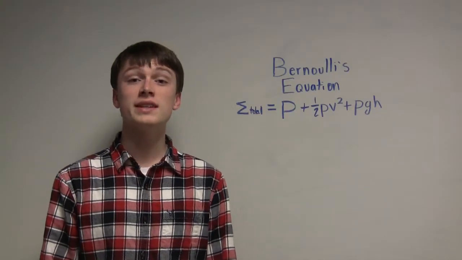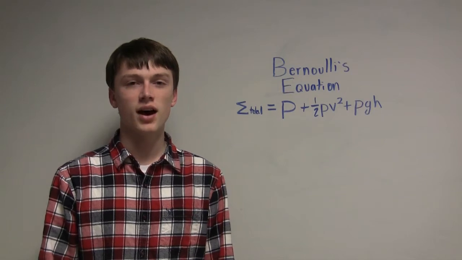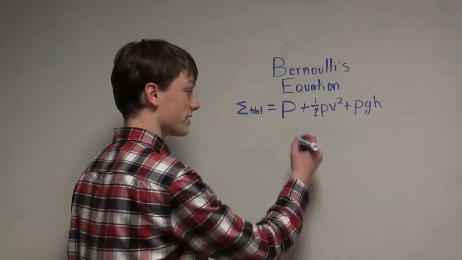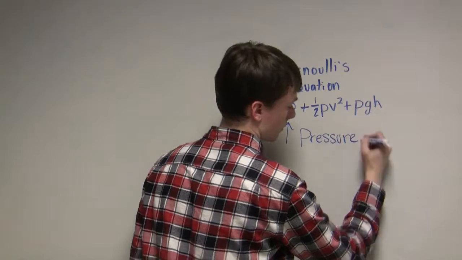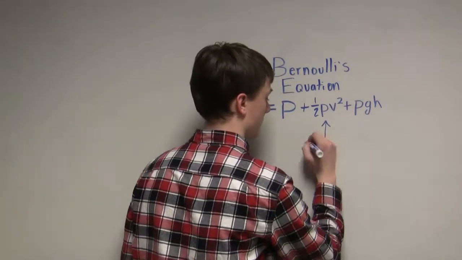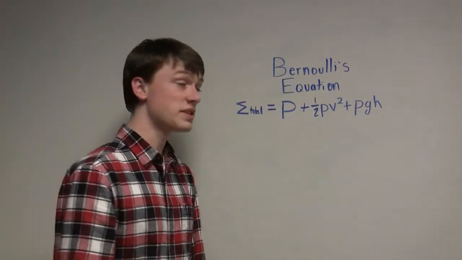Bernoulli's equation quantifies exactly how much energy a fluid has. A fluid has three types of energy. First is pressure. Second is kinetic. And third is potential.